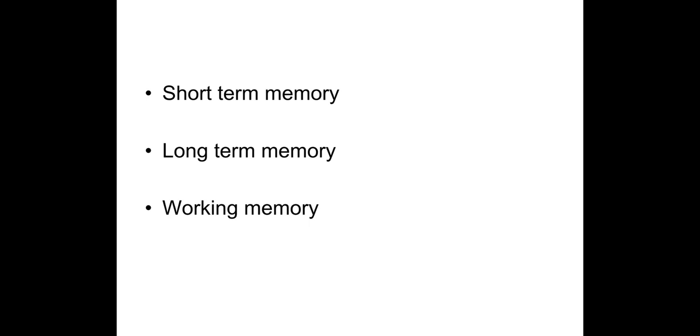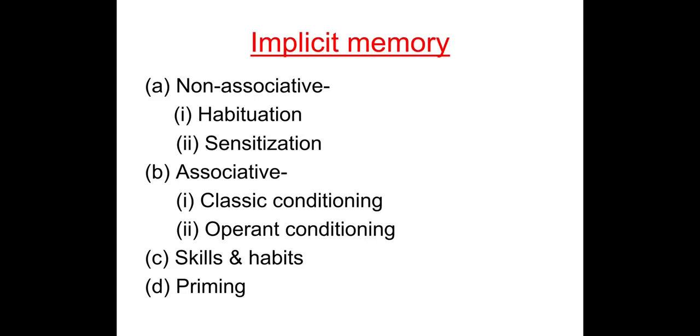The information is retained for a short duration when a decision has to be made based on it. It gets terminated after the objective is achieved. Working memory has a central executive and two rehearsal systems. So we will see in detail about implicit memory.